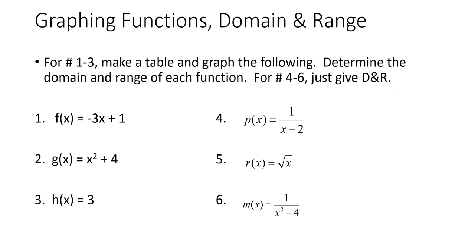All right, so it says make a table and graph the following. Determine domain and range for numbers 1 through 3. And then for 4, 5, and 6, just give domain and range. So I'm going to separate this, and we're going to do another video where we do just these last couple of examples. And we'll look at domain and range and figure out what makes sense.